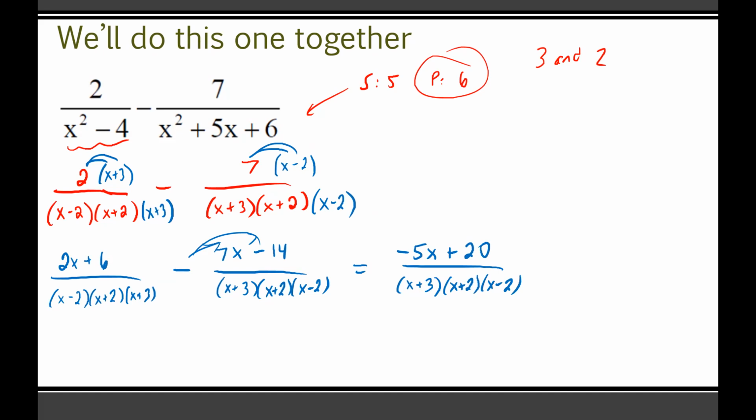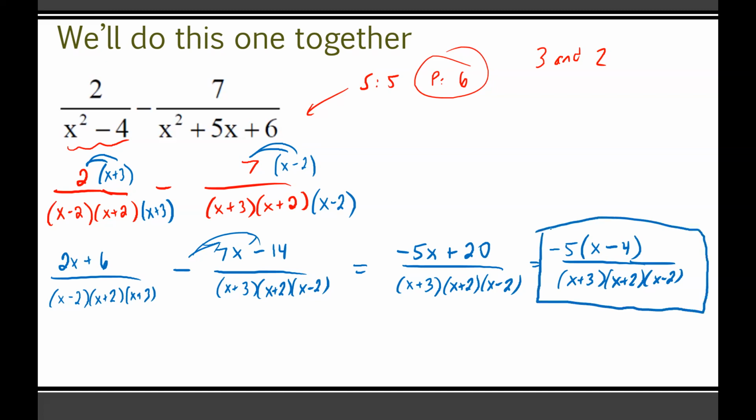There's one last thing I want to do here. I don't believe it's going to cancel out, but let's just check just to be sure. On the numerator, I can factor out a -5. This is going to be -5 times, if I divide both of these by -5, I get x. 20 divided by -5 is -4. And this is still all over x plus 3, x plus 2, and x minus 2. Nothing cancels there. It would have been pretty awesome if this x minus 4 that we just discovered canceled out with one of these things on the bottom. That would have been great, actually, but it didn't work that way, and that's normal. So let's just box this. That's as far as that goes.